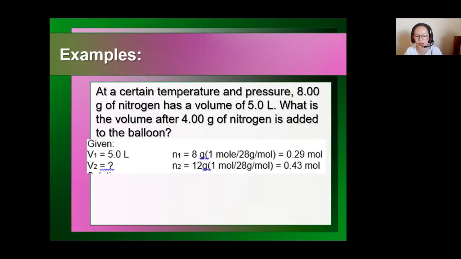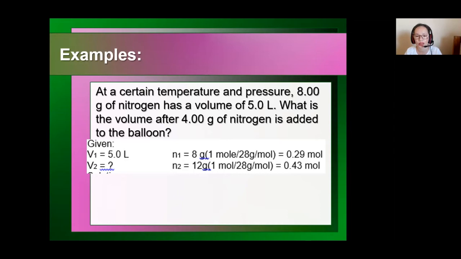So here, the given is mass in gram, not in mole. So for you to get the mole, we have the given mass over the molar mass. Take note, 8 grams is the given mass and nitrogen is diatomic. So it's 14 times 2, it's 28. So 8 divided by 28 is 0.2857 mole.